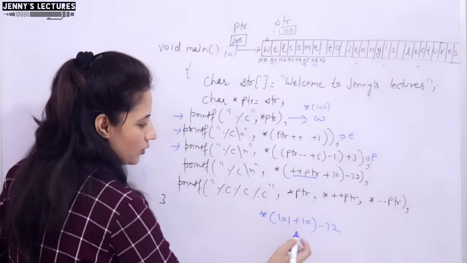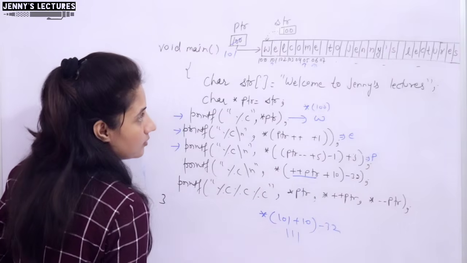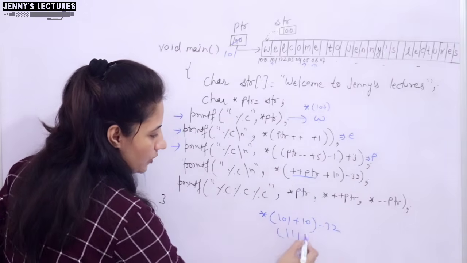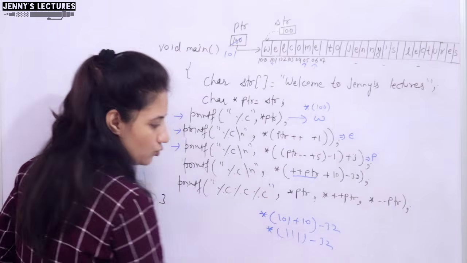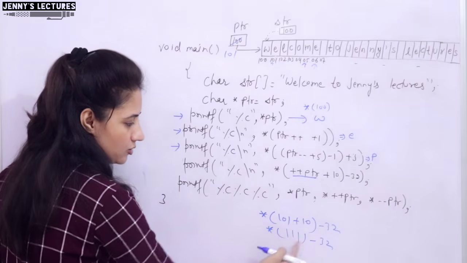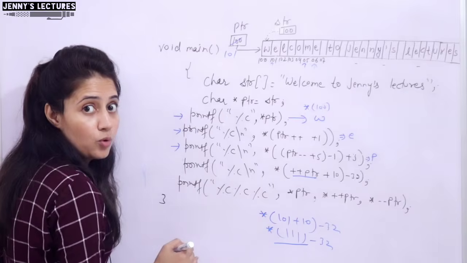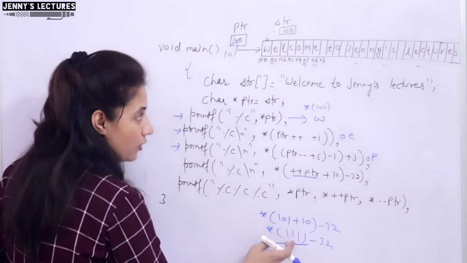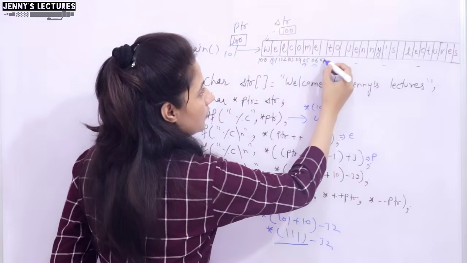10 locations forward, like 111. So what value will you get? 111 asterisk minus 32. Asterisk has higher priority than minus. So first of all, we will get the value at 111. What would be the value at 111?